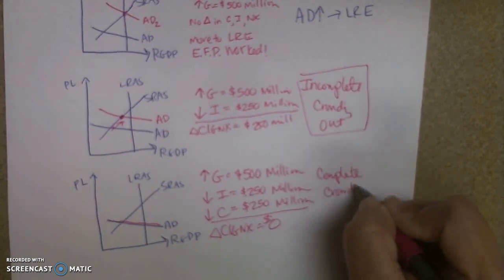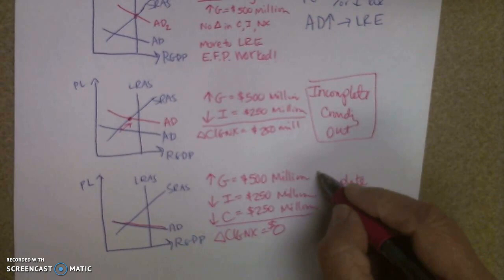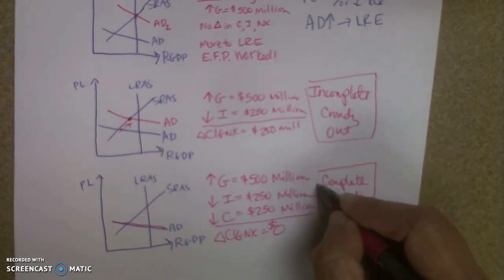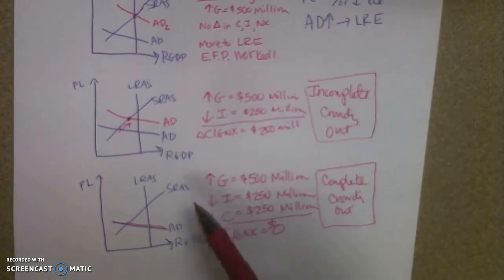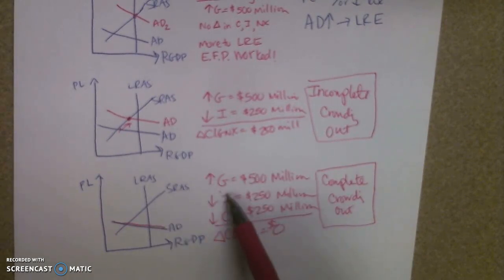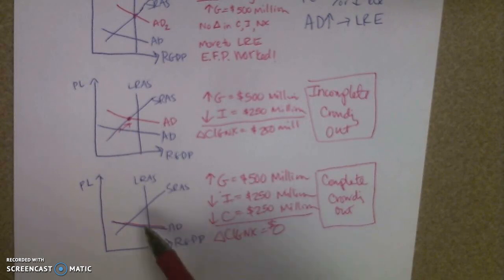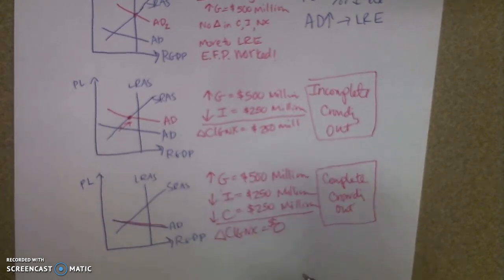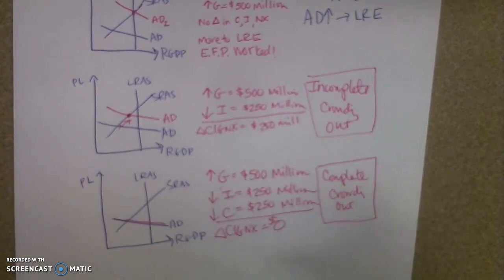Now, this is what happened with President Obama when we had a recessionary gap in 2008. They implemented $7 trillion of government spending, thinking it was going to move us to long-run equilibrium. It was offset by a decrease in the other 3, and it did not move the AD curve at all. The AD curve will stay exactly at the same spot.